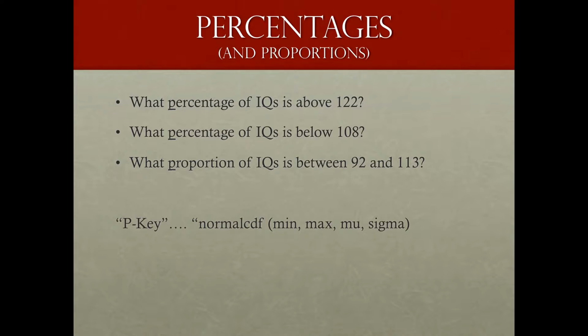So what percentage of IQs is above 122? What's below 108? What proportion is between 92 and 113? Guys, we're going to use what I call the P key, and I'll illustrate that in just a second. For percentages and proportions and percentile rankings, we use normal CDF. Normal CDF is easy because it requires 4 entries: a min, a max, your mean, and your standard deviation.